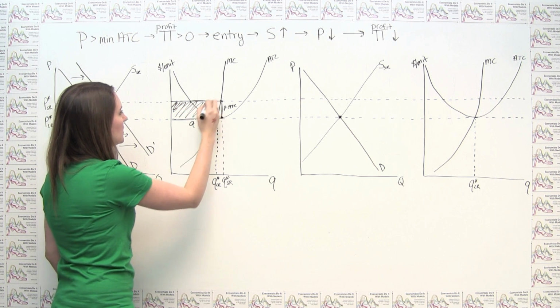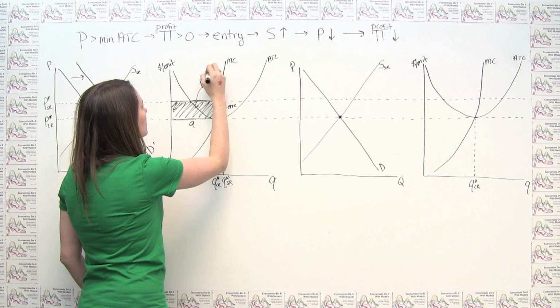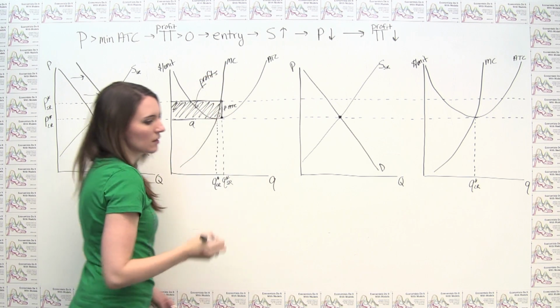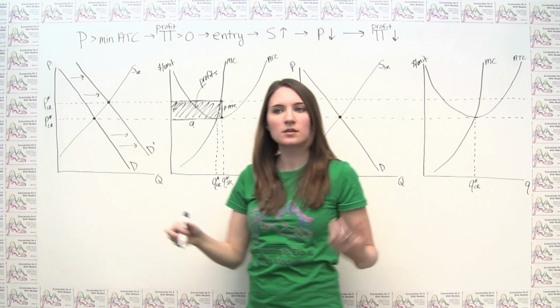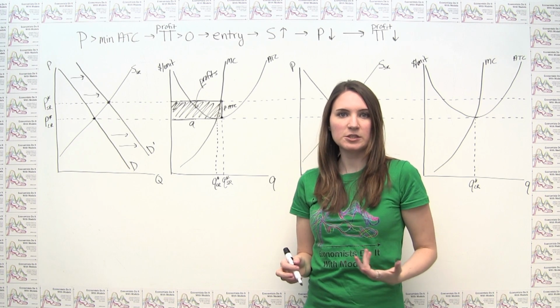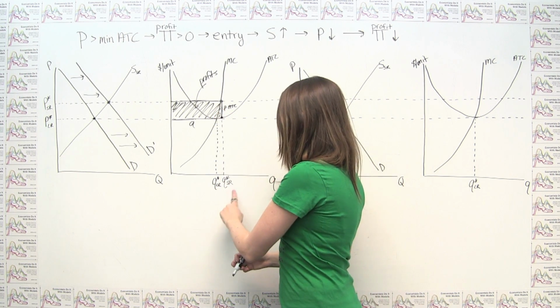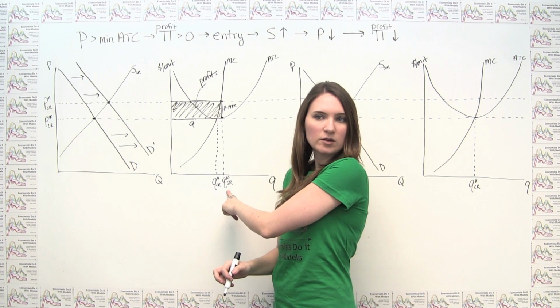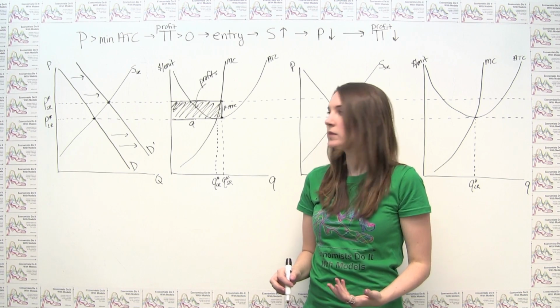So what we can see here is that this price increase as a result of our demand increase resulted in positive economic profits for each individual firm in the short run. And it also resulted in an increase in production for each individual firm in the short run.